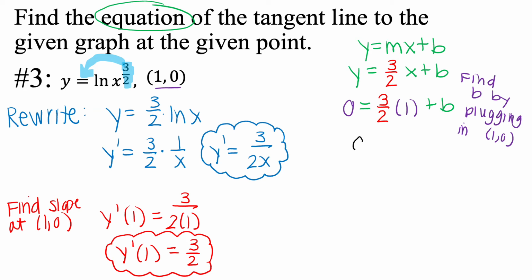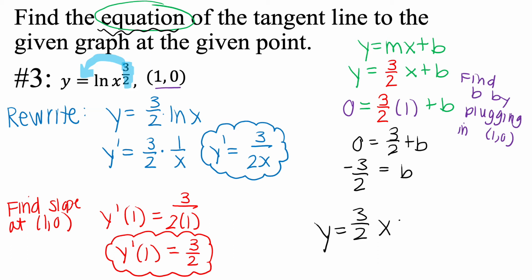So we get 0 equals 3/2 plus b. So b will be equal to negative 3/2. So we can now write our final answer as an equation. So the equation of the tangent line to the given graph would be y equals, keeping our slope, 3/2 x minus 3/2.